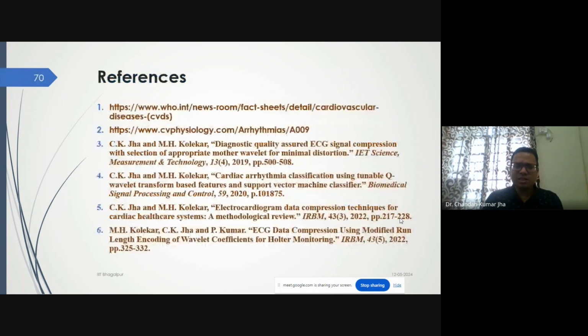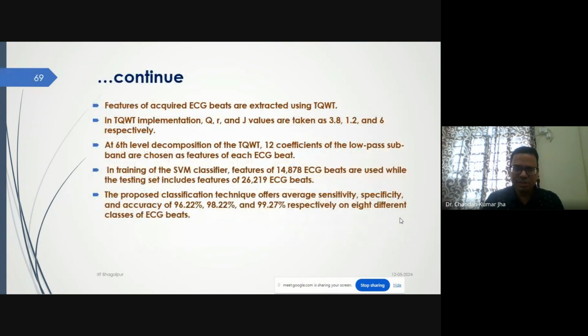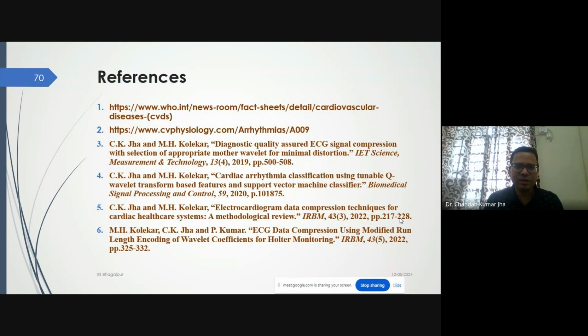Okay, so this is the overall technical detail, and these are the references. The references are research papers as well as World Health Organization reports, and these research papers were developed and published by me. So this is the complete work detail which is published by me and done by me also. Okay, so this is the last slide, and if you have any question, then you can ask.